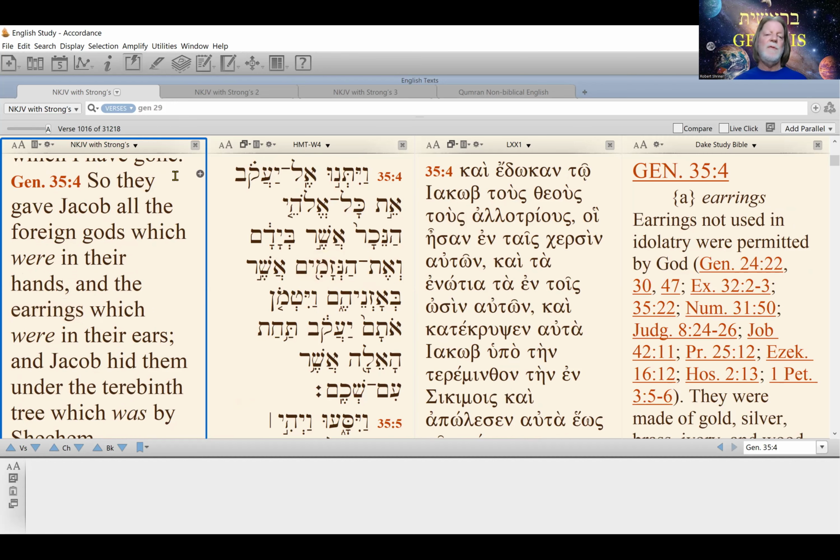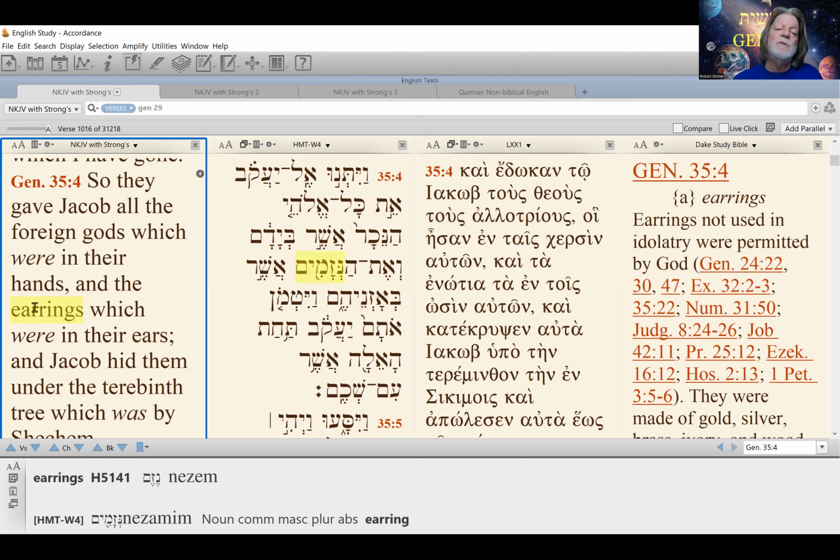Verse 4, so they gave Yaakov all the foreign gods which were in their hands. Again, like small images or idols, carved images and stuff. And the earrings which were in their ears. Now, I don't know of anything the Bible says that is bad about earrings. And by the way, nezim is usually a reference to nose rings. So some kind of rings, either on the ears or on the nose.